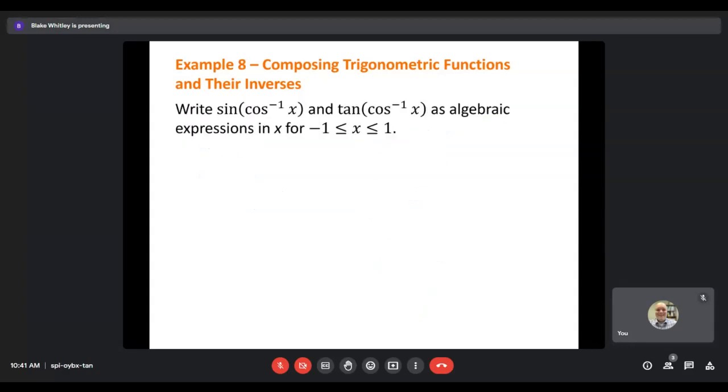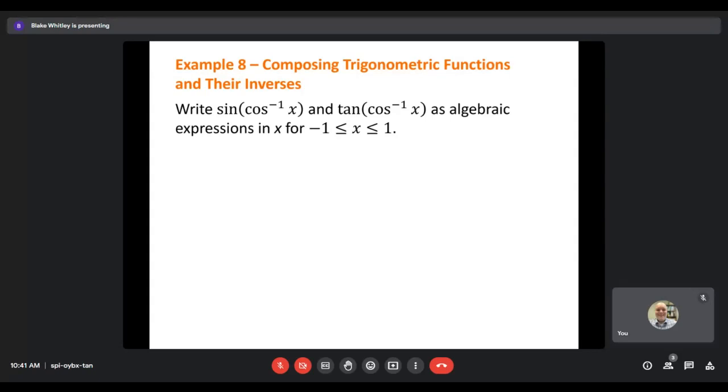And number 8 says we want to write the sine of the inverse cosine of x and the tangent of inverse cosine of x as algebraic expressions in x. And they're telling you here that x has to be between -1 and 1. That's just to satisfy the domain restrictions for our inverse cosine here.